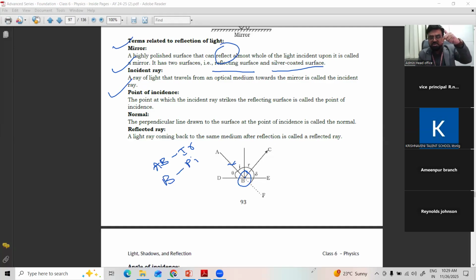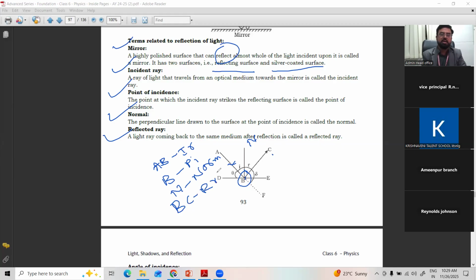Where the light is coming and striking on the mirror, the point where the incident ray is striking the surface. So after striking, again it reflects back. Then that is called the normal. A line perpendicular to the surface at the point of incidence is called the normal, N. Right? Then reflected ray means after striking at B, it will go back to C. That is, BC is called reflected ray.